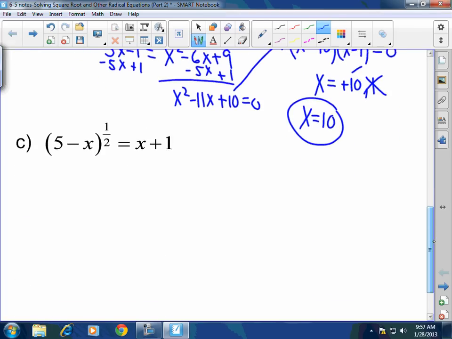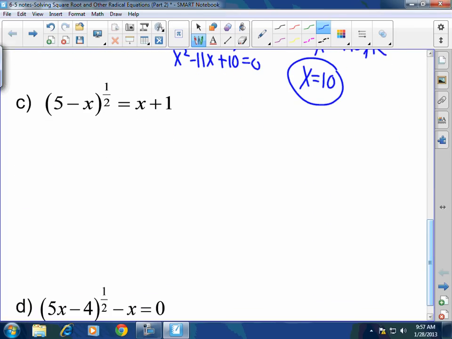Let's move on. Okay, I give it to you in rational exponent form. No big deal. Don't stress with this. You don't have to turn that back into a radical. Simply multiply by the reciprocal of that exponent, which is 2 over 1, which is 2. So these guys cancel out. So I've got 5 minus x equals, this is x plus 1, remember, times x plus 1.